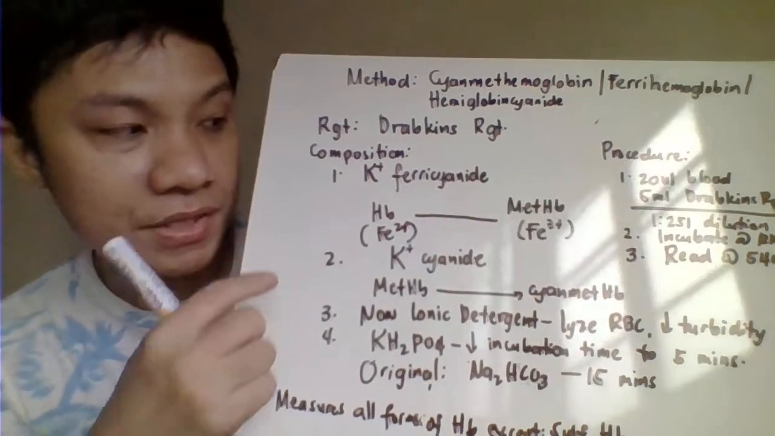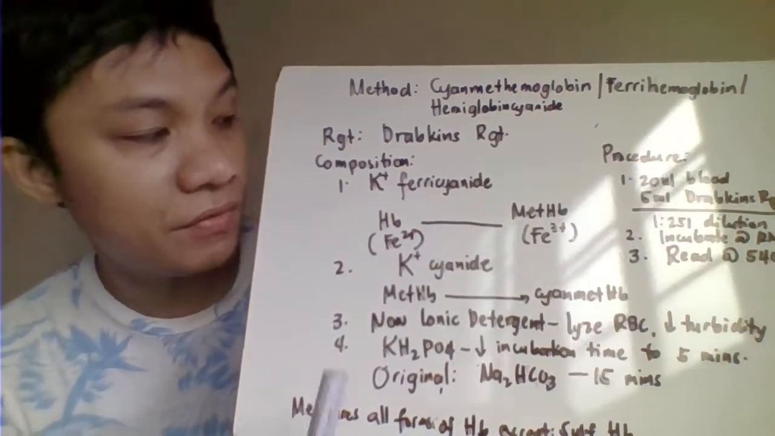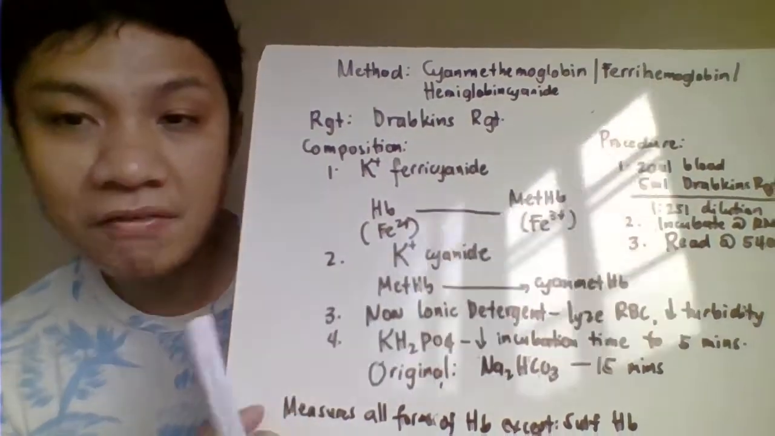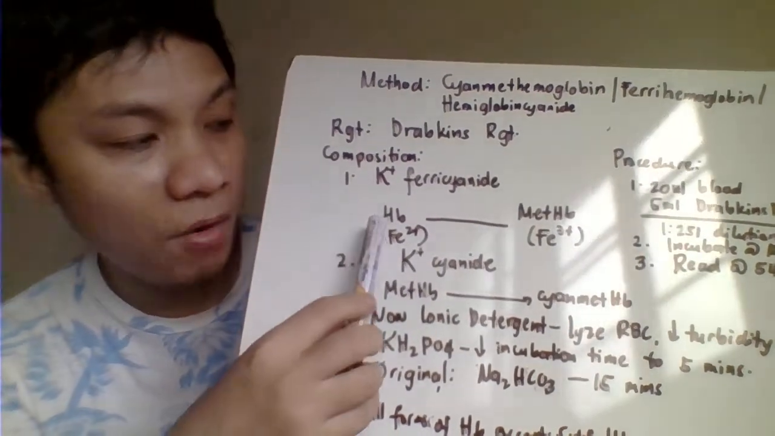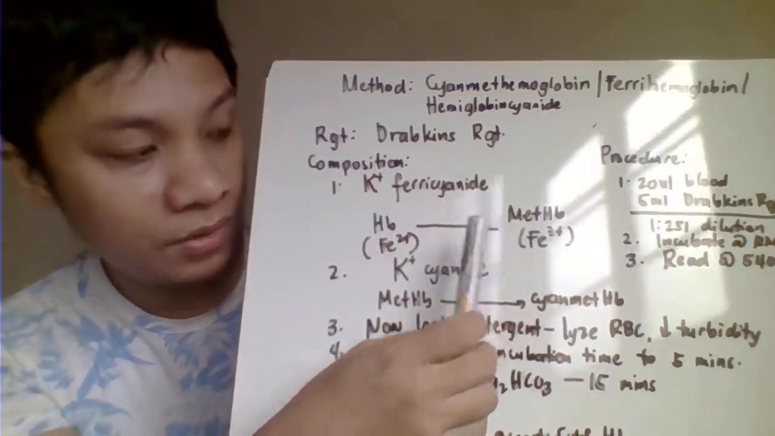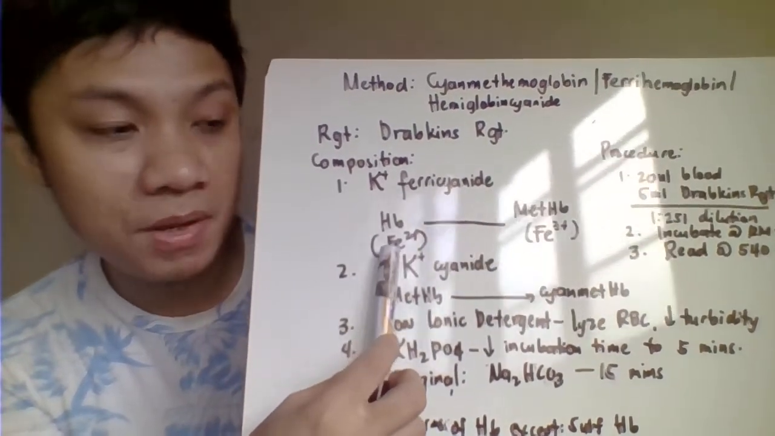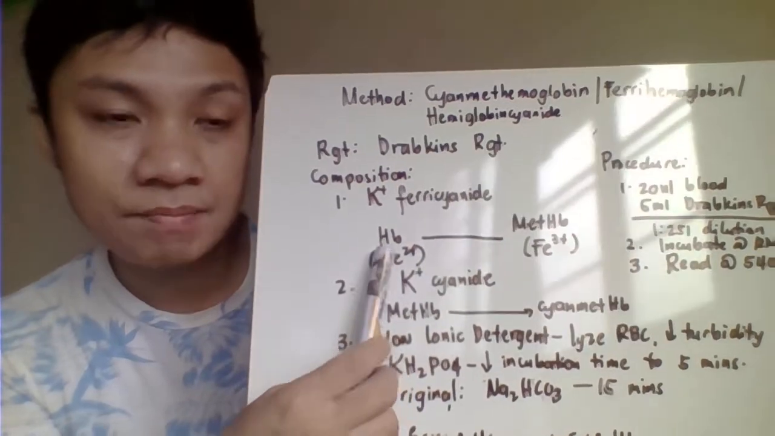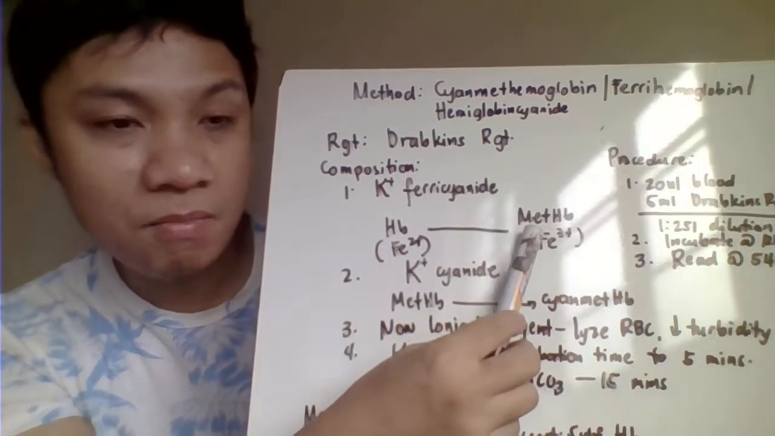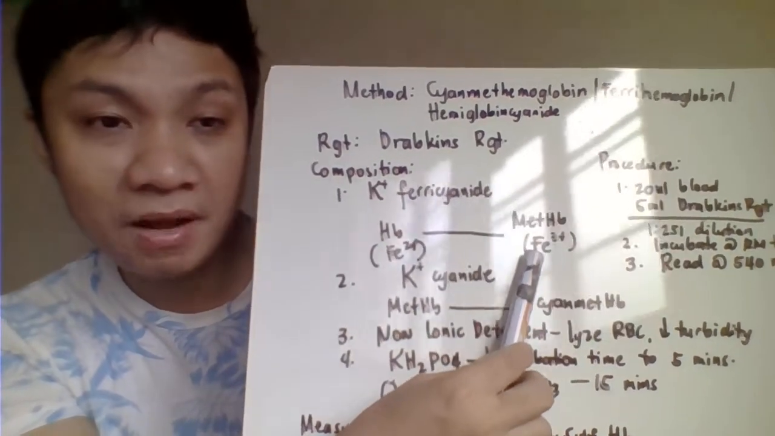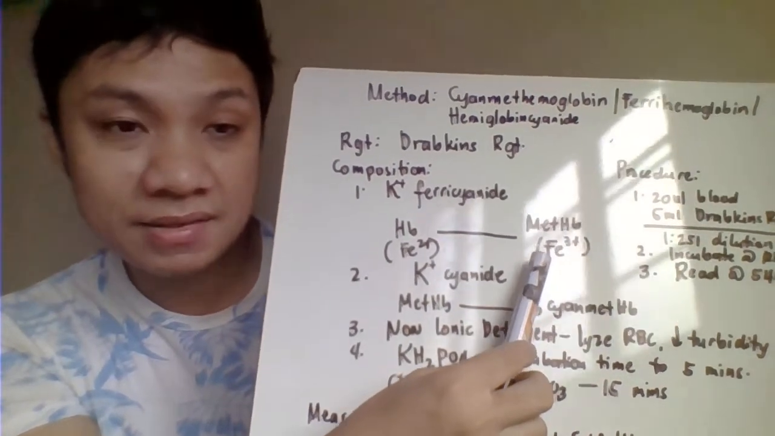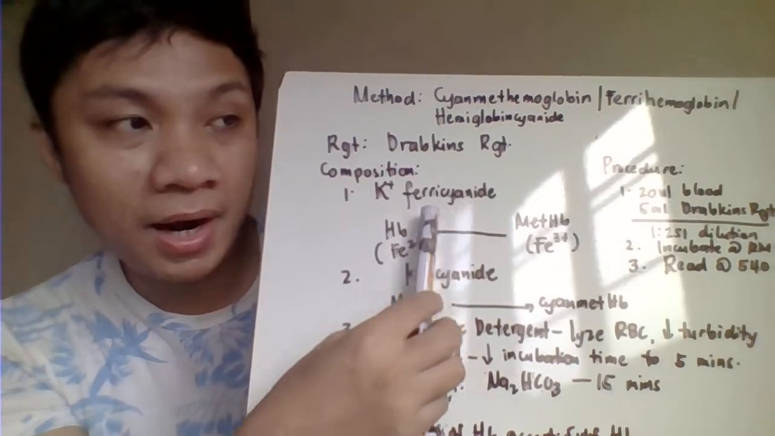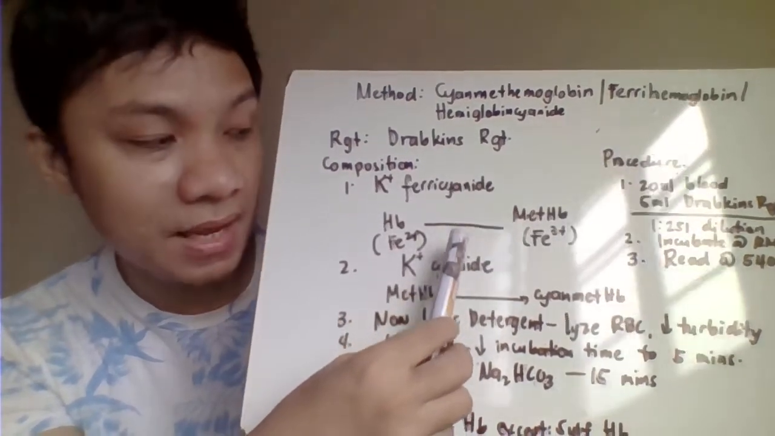And we have here the composition of our Drabkin's reagent. So first one, we have your potassium ferricyanide. Your potassium ferricyanide converts your hemoglobin to your methemoglobin. Remember that your hemoglobin would have the iron in a ferrous state. However, once it's being converted to your methemoglobin, the iron becomes the ferric state, and that's catalyzed here by our potassium ferricyanide.